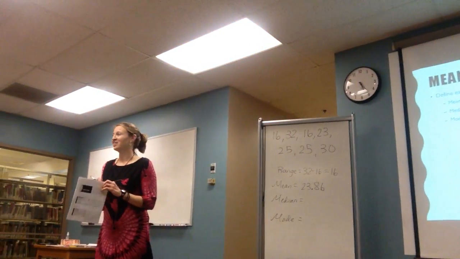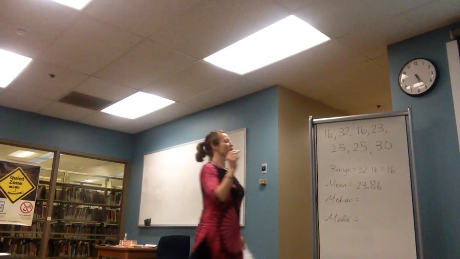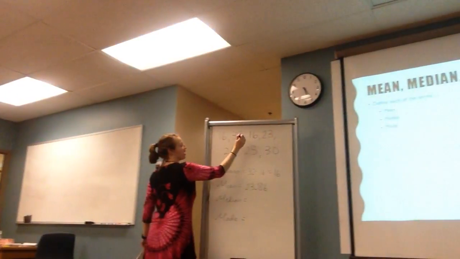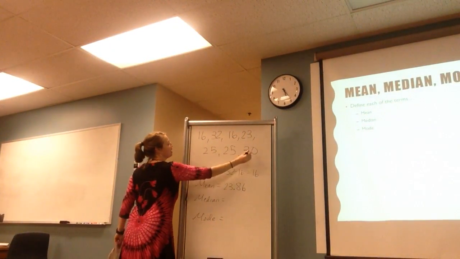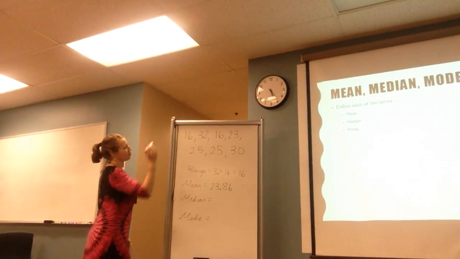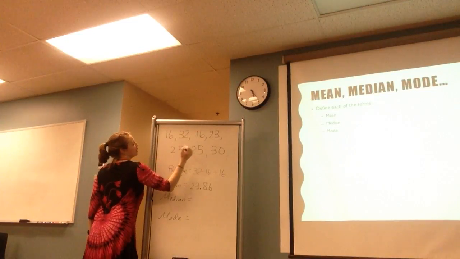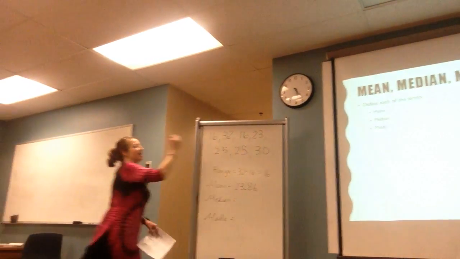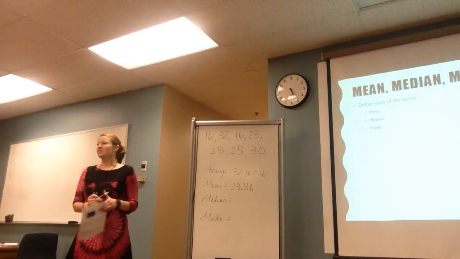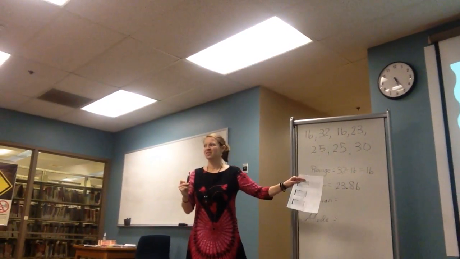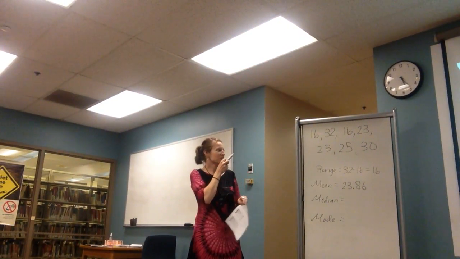You guys agree? The mean, the way we find mean, it's the average. We add them all together, and we divide by the number of them. We have 1, 2, 3, 4, 5, 6, 7. Add them all together, divide by 7. Do you get that? Yeah? Okay. What's the median?